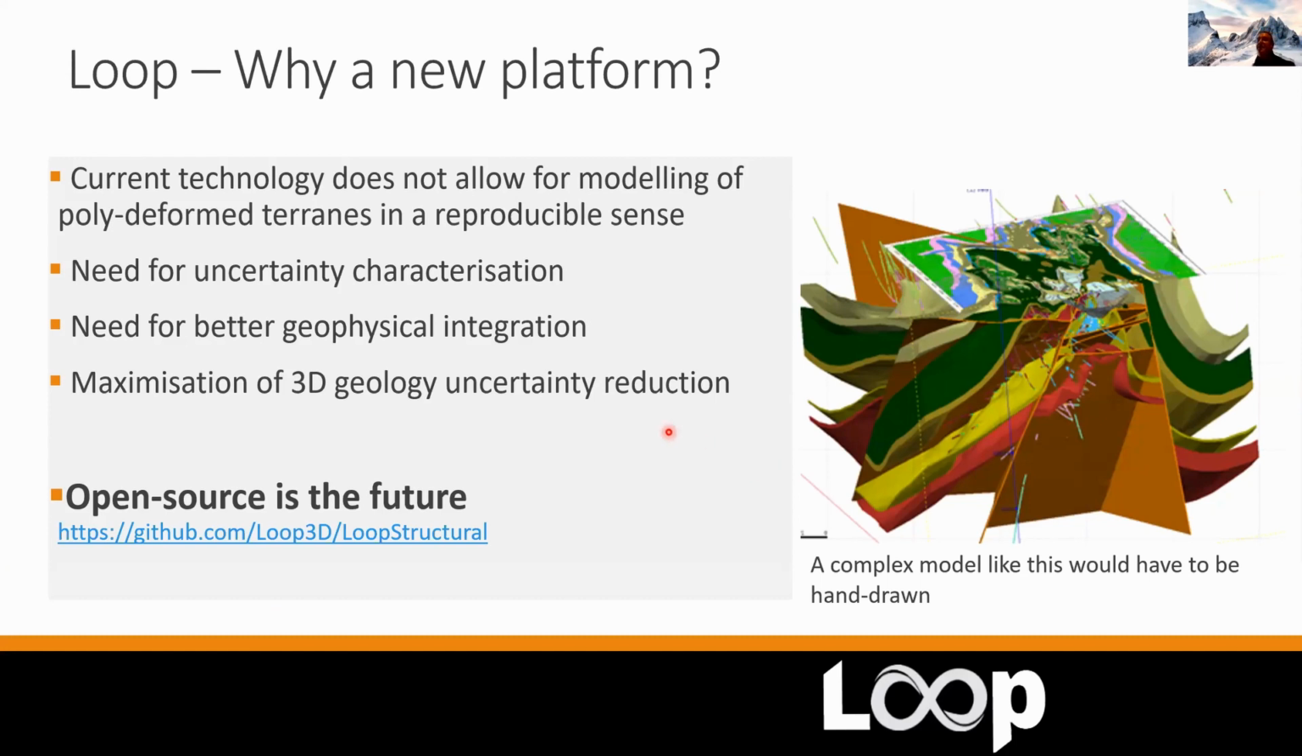So yes, again, one new platform. The current off-the-shelf technologies are not allowing us to build reproducible models. So you can build those models, but you will build one and you will stop there. We want to be able to automate the process so that you can actually run those stochastic simulations, so you can invert the geology and geophysics together to characterize uncertainty better. And at the end of the day, the ultimate goal is really to guide the acquisition of the next piece of data that will maximize the uncertainty reduction.